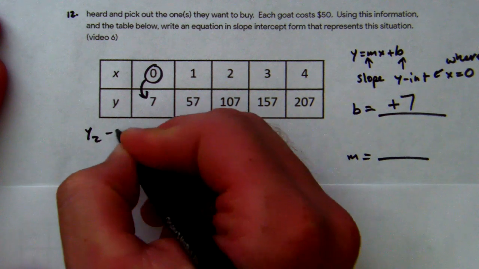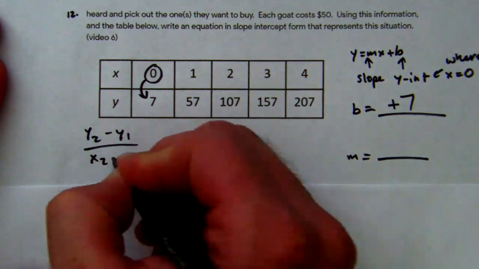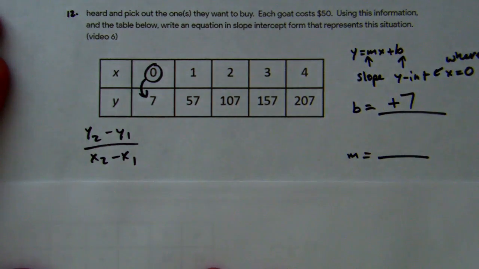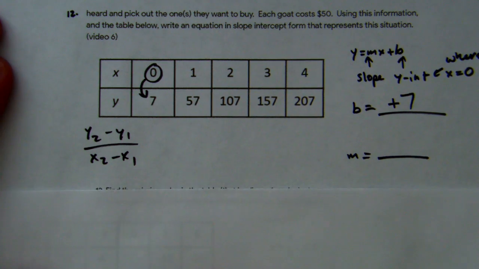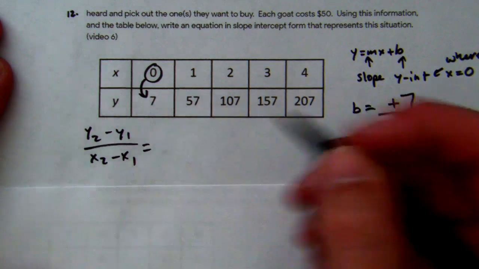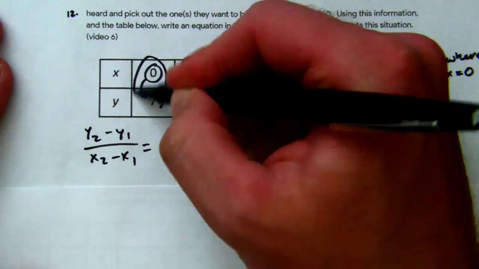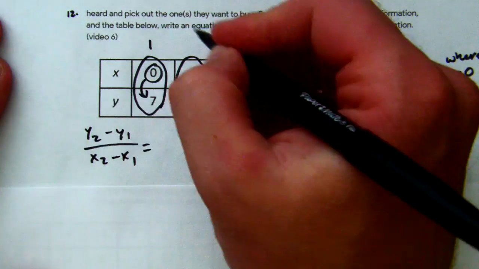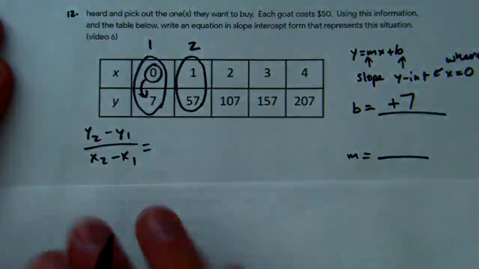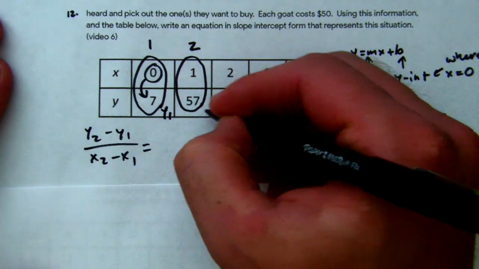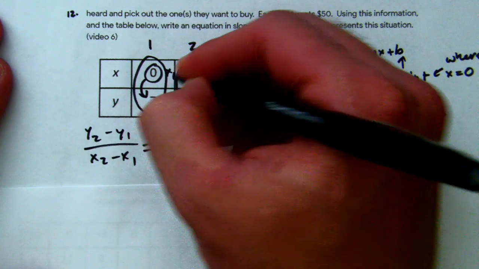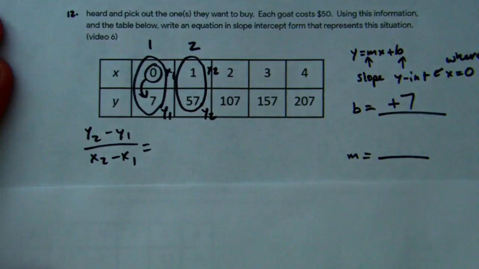Now, to find our slope, y2 minus y1 over x2 minus x1, the greatest formula known to man because you guys know it so stinking well. We pick 2 points. We can pick any 2 points we want right here. Boom, boom. 1, 2. Now, y is on the top, so y1, y2, x1, x2, just like that.